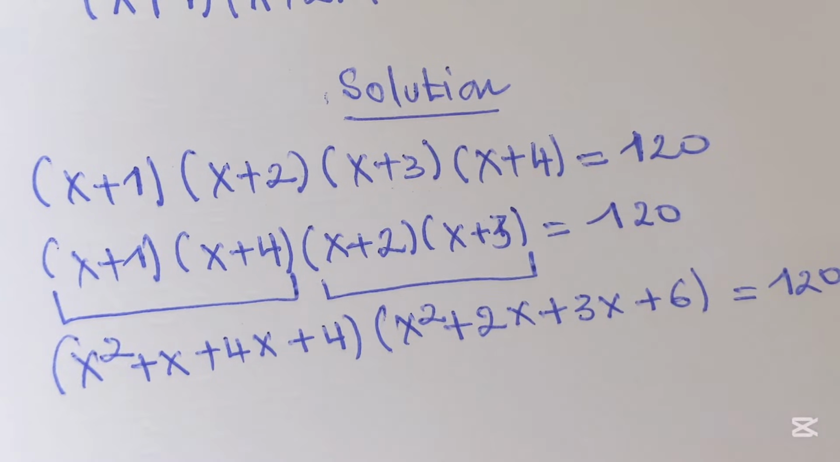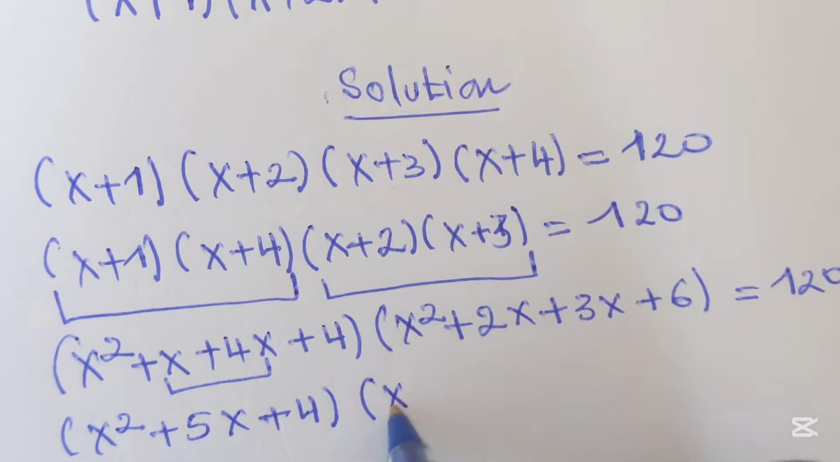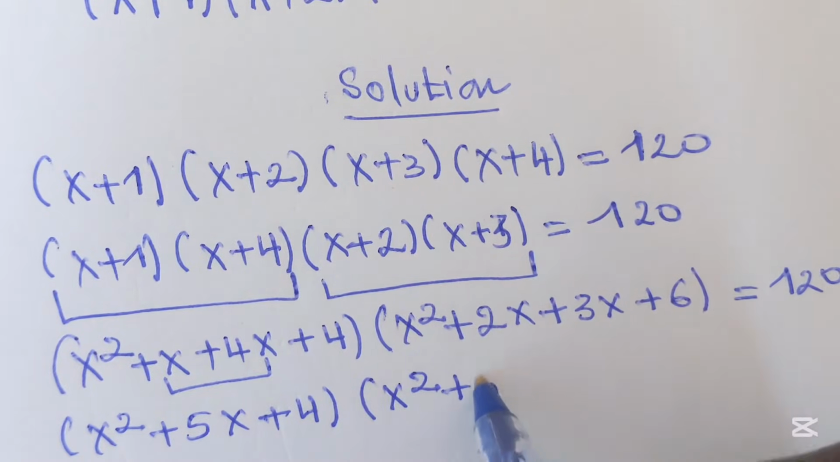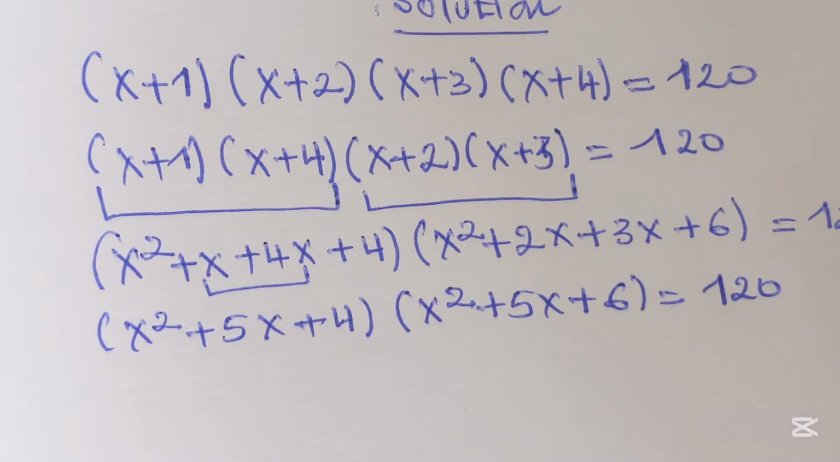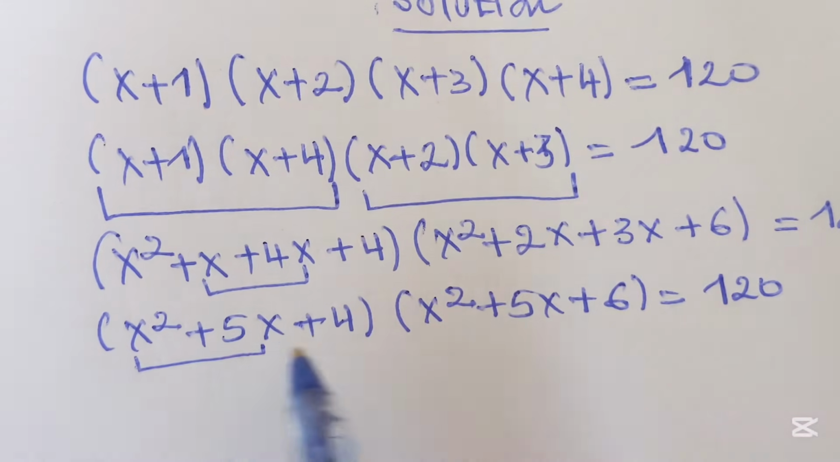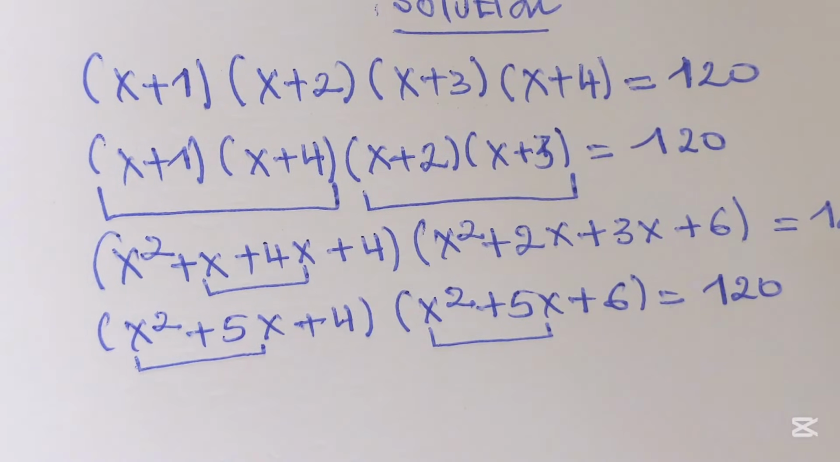Okay, now what can we do? Here we'll have x squared plus 5x plus 4, and here we have x squared plus 5x plus 6, which equals 120. Okay, what can we do right over here? Here we have x squared plus 5x, and here we have x squared plus 5x. These are common things we can deal with.